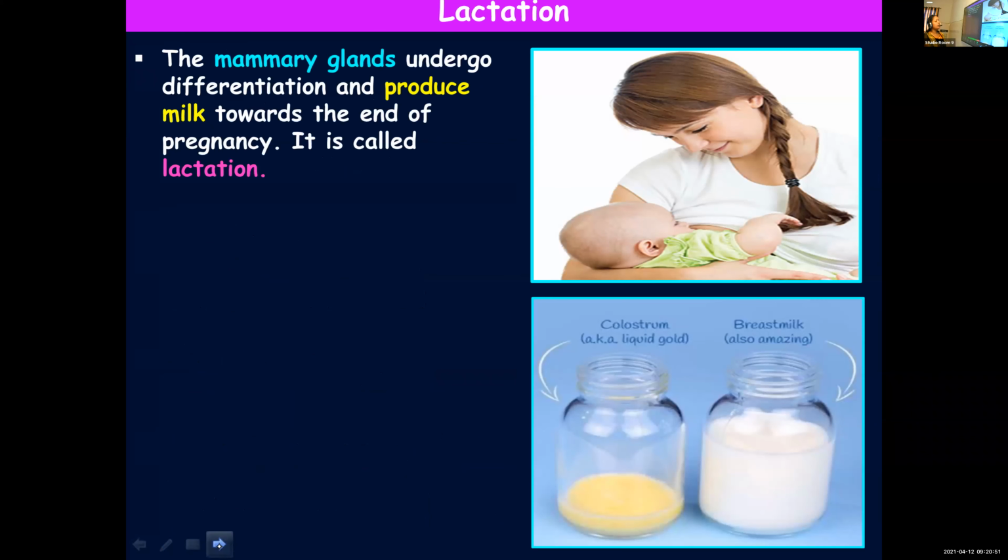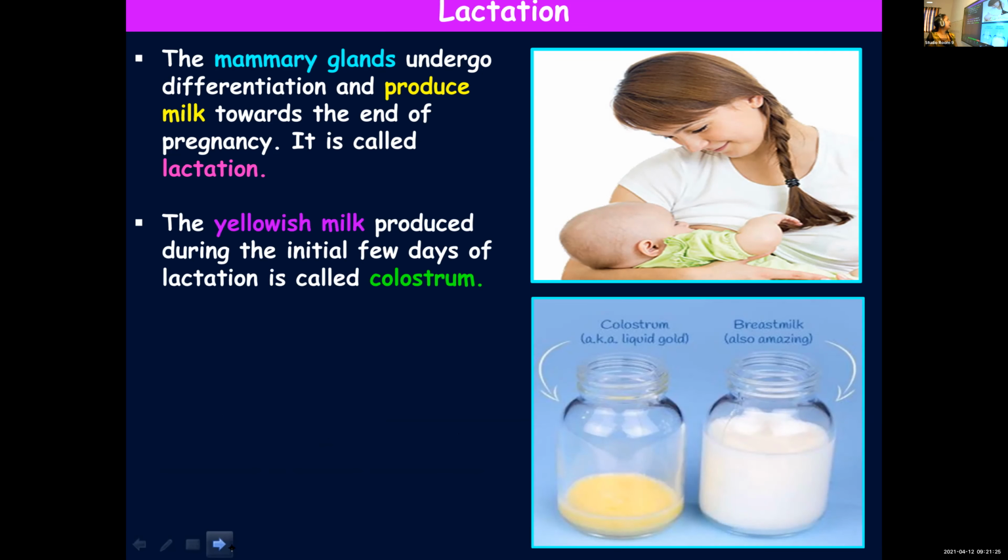Now, next is about lactation, the last part of the chapter. The mammary glands undergo differentiation. You know that once the lady is pregnant, at that time itself, the changes start taking place in the body, and the mammary glands undergo differentiation, and they produce milk towards the end of pregnancy. So by the completion of pregnancy, the mammary glands undergo changes and start producing milk, and this process is known as lactation.